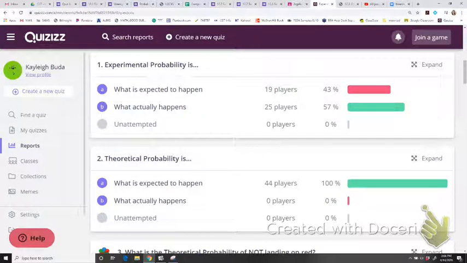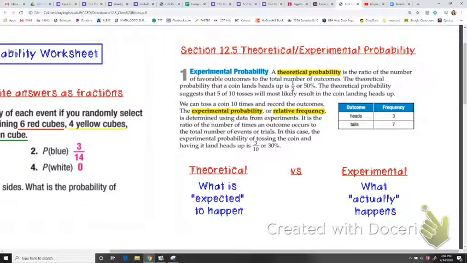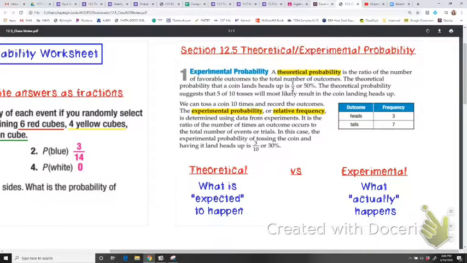Alright, I'm going to talk through the answers to the quizizz assignment from the other day. The first two questions were the difference between experimental probability and theoretical probability. This information came directly from your class notes right down there at the bottom. So theoretical is what is expected to happen or what should happen over time, and experimental probability is what actually happened. So you have to do an experiment first, figure out or make a frequency table of what actually happened, and that's the experimental probability.